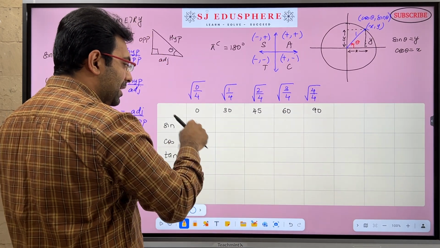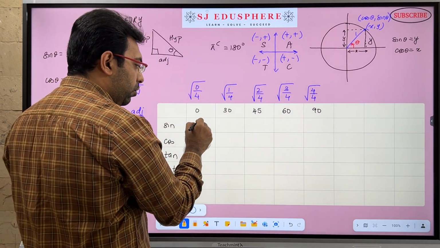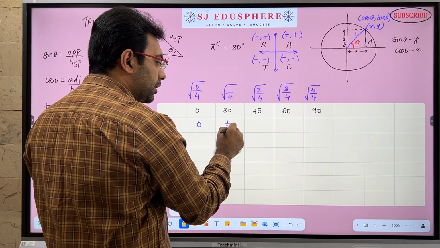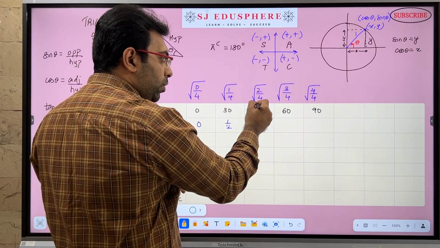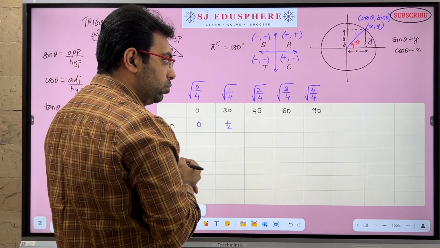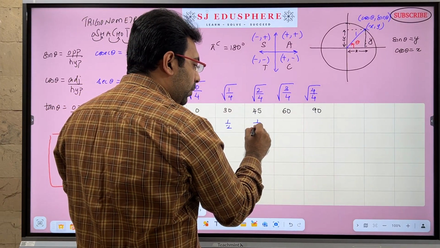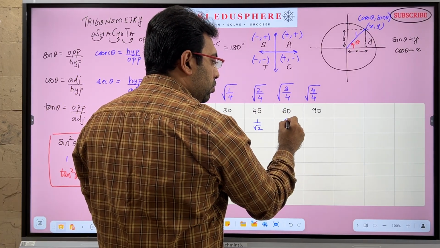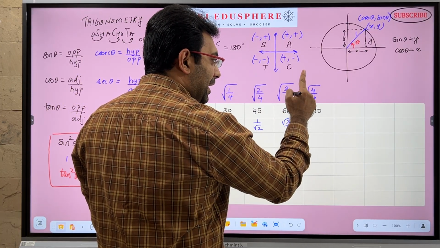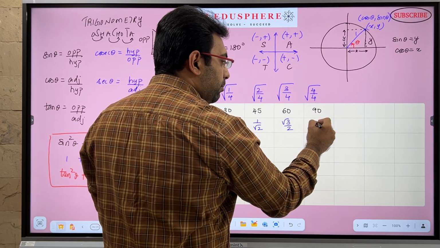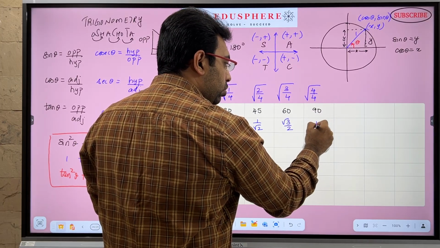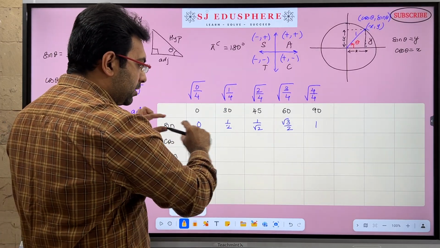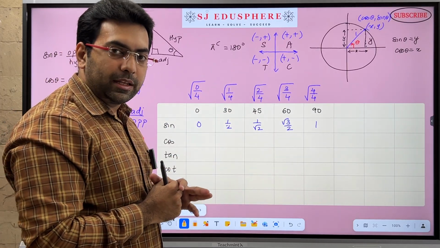So, my answer over here, 0 upon 4 is 0. 1 upon 4 under root is 1 by 2. 2 upon 4 is 1 upon 2, which under root will be 1 by root 2. 60 will give you root 3 by 2, and 90 over here is 4 upon 4 is 1, the root of which is 1. Do we observe that with this method I've got all the values of sine?